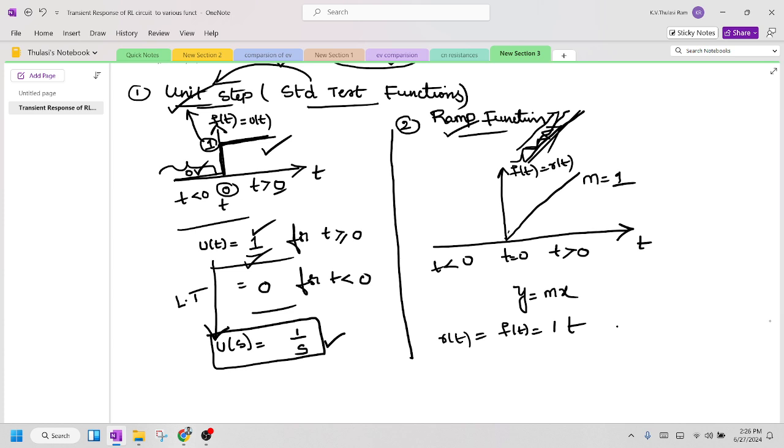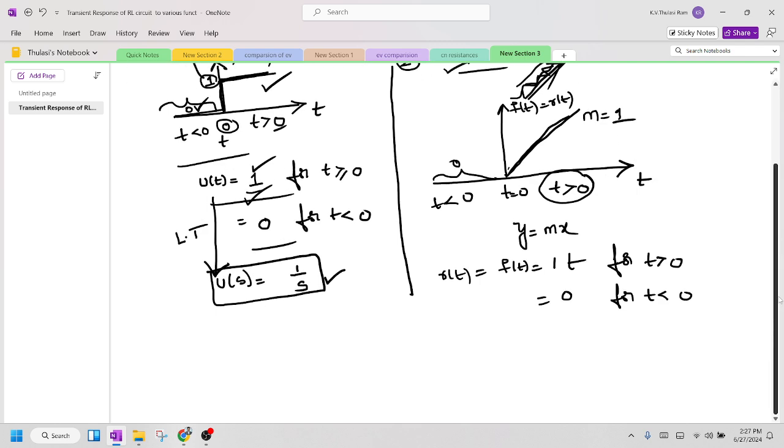So this is a function defined for which value? This waveform is existing only for t greater than 0. And for the remaining values you can see there is no waveform, it is nothing but 0 for t less than 0. Okay, this is how this waveform is defined.